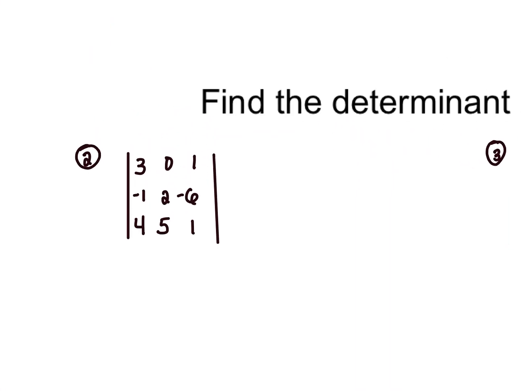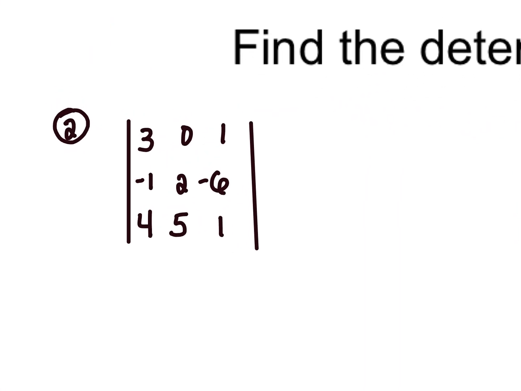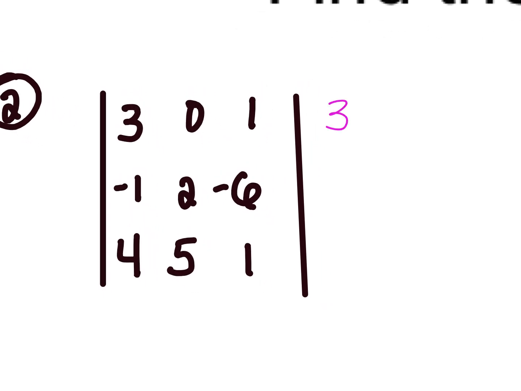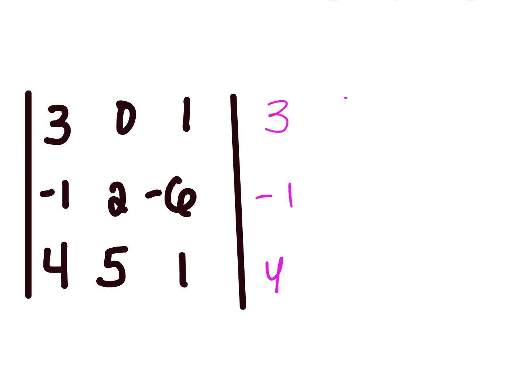All right. Is this a 2 by 2? No, it's a 3 by 3. So in order to find the determinant of this 3 by 3, what's the first step? Recopy the first 2 columns. So I'm going to recopy. Make sure your signs are right. So 3, negative 1, 4, and then 0, 2, 5.